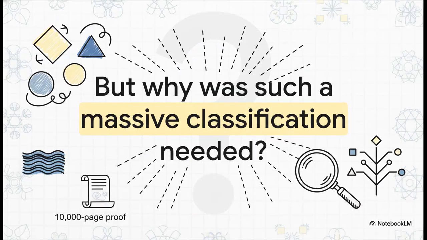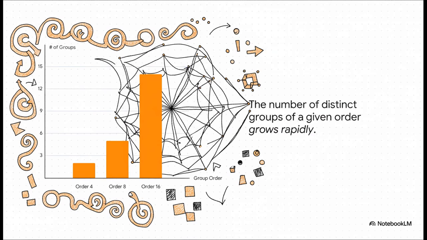Now you might be sitting there thinking, okay, that's cool, but why? Why go to all that trouble? A 10,000-page proof just to make a list. Couldn't they have just found them one by one as they needed them? Well, here's why. The number of possible groups for a given size doesn't just grow, it explodes. It's exponential. For a group of size 4, there are only 2 possibilities. But as you can see, by the time you get to just size 16, there are already 14. This number just goes through the roof, and without a complete map, without the classification theorem, trying to navigate that complexity would be totally impossible.